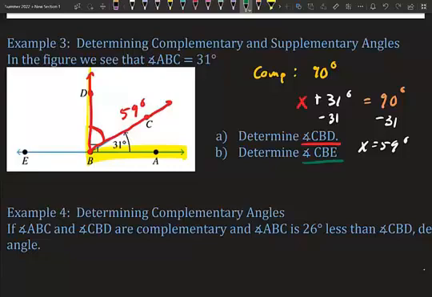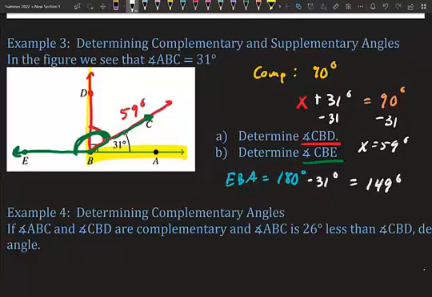Alright, now we want to find angle CBE. So CBE. I want to find this angle right here. This whole thing. So the whole thing itself is supplementary. EBA is a supplementary angle. Supplementary is 180 degrees. So we know the whole thing is 180 degrees, and what we know is that little piece is 31 degrees. So 180 minus 31 degrees, and we get 149 degrees.